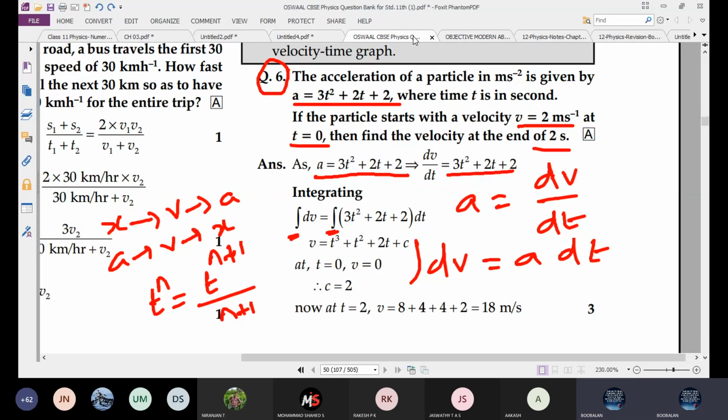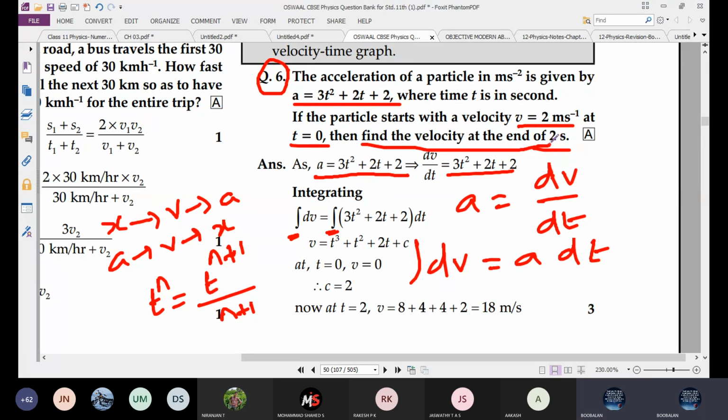Just to refer to the question. The acceleration of a particle is given by 3t square plus 2t plus 2, where time t is in seconds. If the particle starts with velocity 2 meter per second at t equal to 0, find the velocity at the end of 2 seconds. Okay, the question is clear.